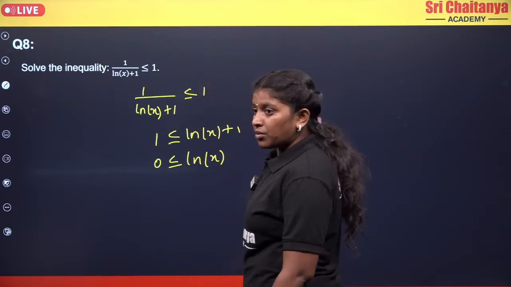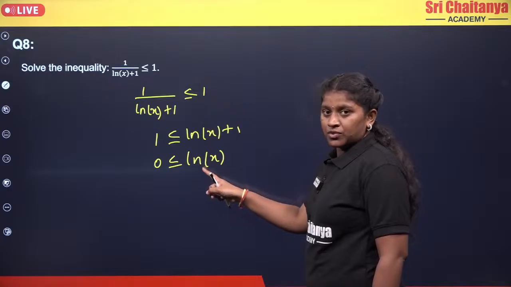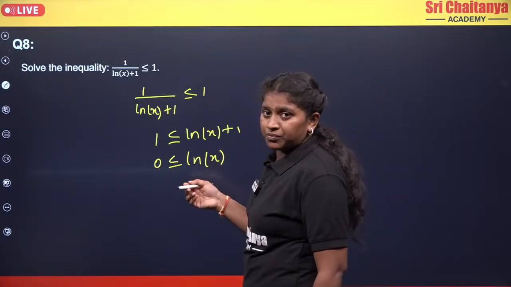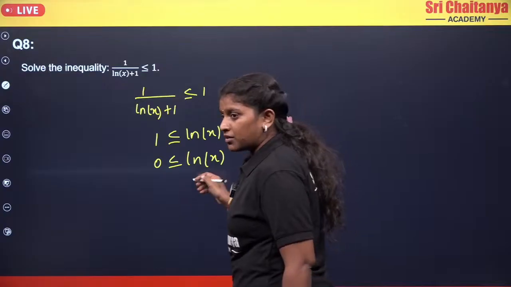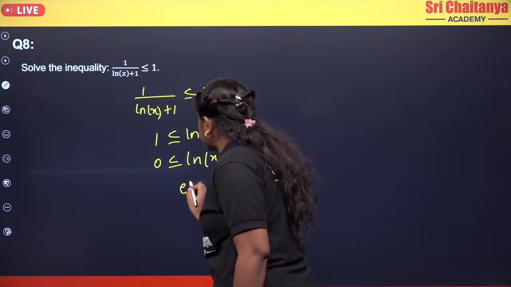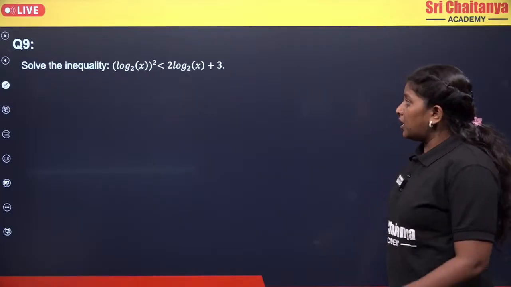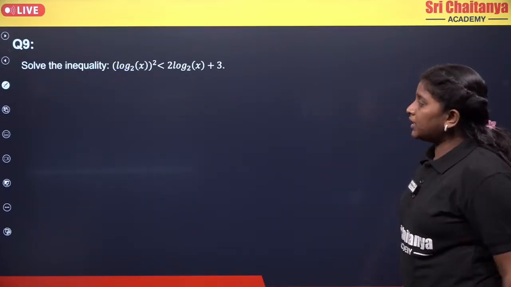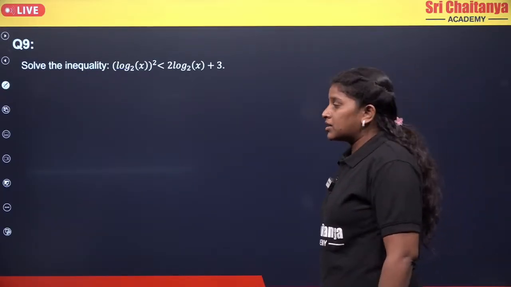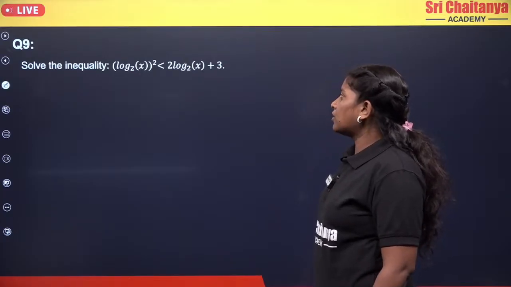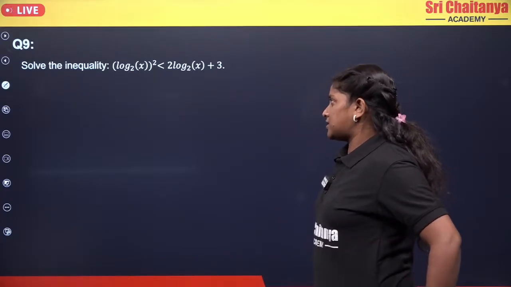Okay. So now coming to here, we need to remove the ln. So what it will become? It will become our e. Understood? So that becomes our e to the power x. Okay. So this is how we are just going to solve. Moving to the next one, solve the inequality log of x to the base 2 whole to the power 2 less than 2 log of x to the base 2 plus 3.